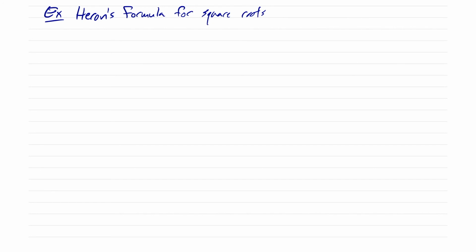So Heron's formula for square roots. We're going to prove that the numerical method that Heron came up with actually converges, and we're going to need something called the arithmetic-geometric mean formula, or inequality. So the AM-GM inequality. This is really straightforward.